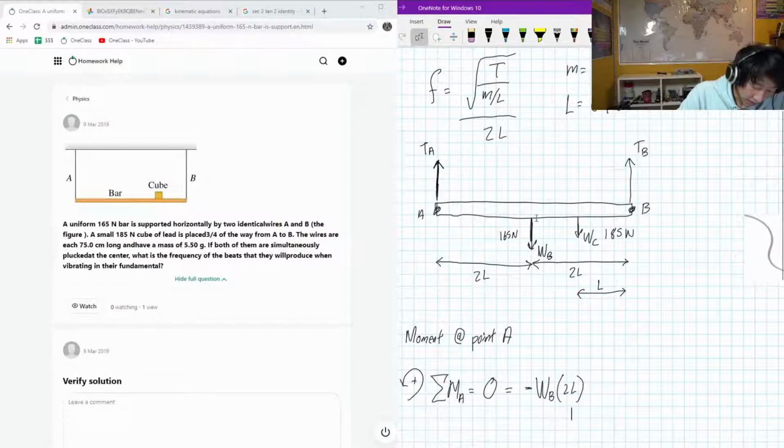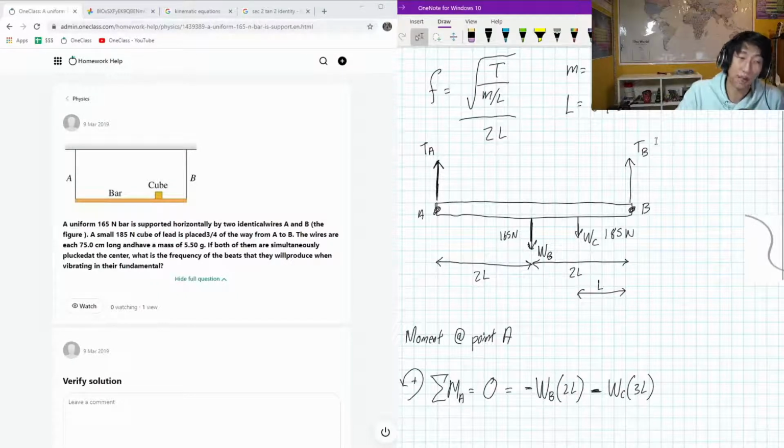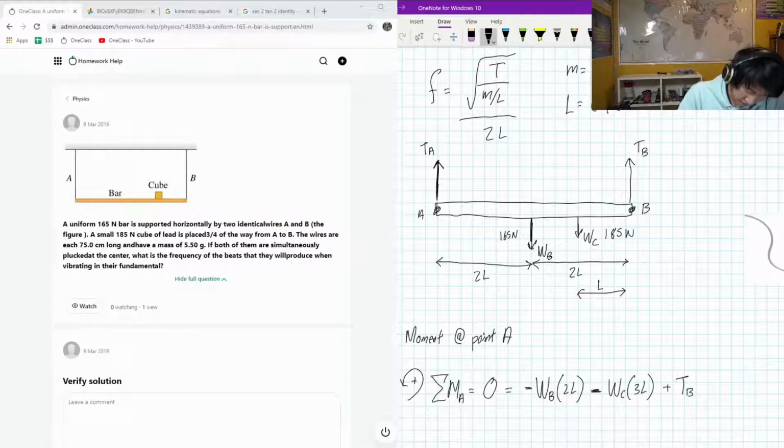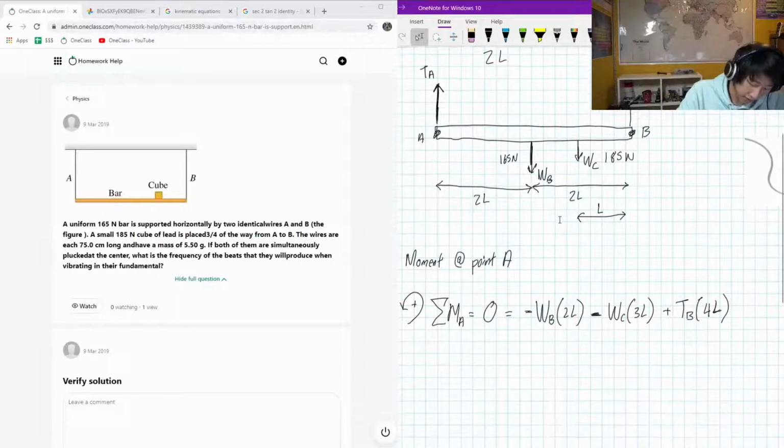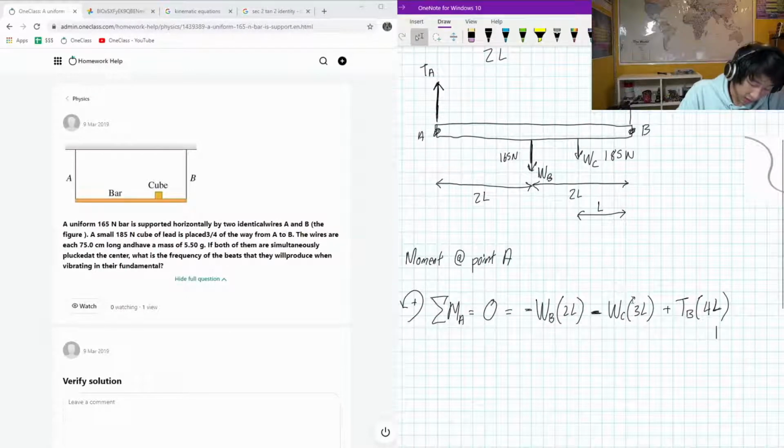The next term is our WC, and that's going to be 3L's away, and also negative because it's going in the clockwise direction. So negative WC times 3L. The last one is going in the positive direction, and it's got to balance out both of these. We have the tension B, and that's going to be 4L's away. So plus TB times 4L. So we can isolate these and solve for TB.